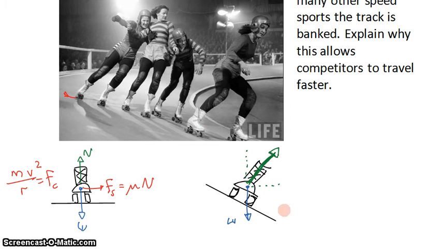In addition to that, we could still push against the side of the track with a force of static friction. And the horizontal component of that can also contribute to our centripetal force. So basically, our centripetal force can be much, much greater on a banked track than it can be on a flat track. And if the centripetal force can be greater, then we can move at a higher speed for a circle of a given radius.